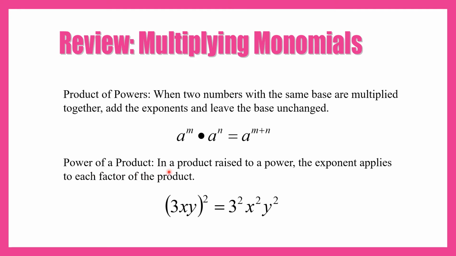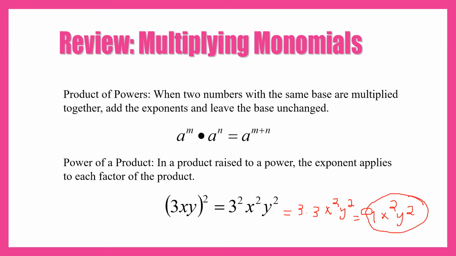Power of a product: in a product raised to a power, the exponent applies to each factor of the product. Like 3xy in parentheses squared. That means we need to multiply, so this will become 3 squared, x squared, y squared. So what will be your final answer? We need to multiply 3 times 3, then x squared, y squared. That's why we got 9x squared y squared.